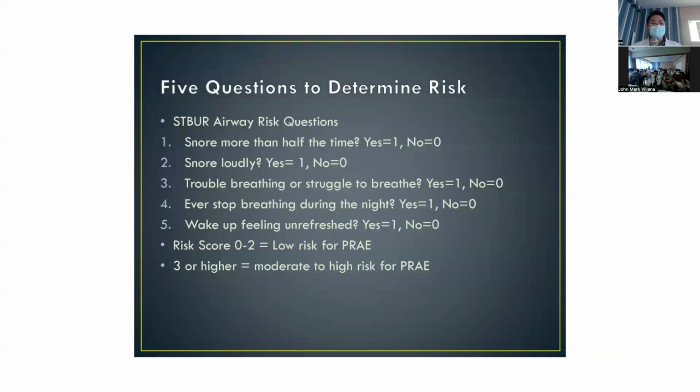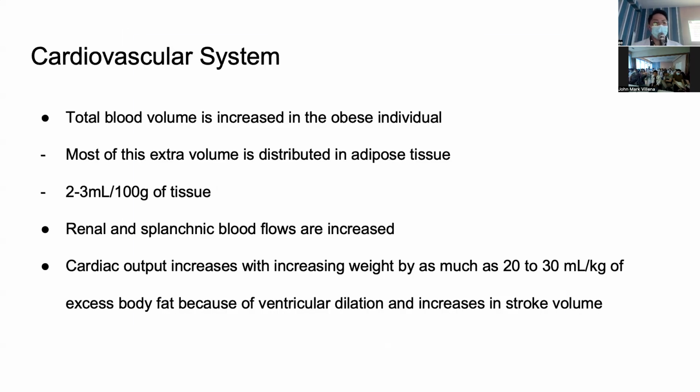Moving on to the cardiovascular system. In obese patients, total blood volume is increased. Most of the volume is distributed in adipose tissue, around 2 to 3 ml per 100 grams of tissue. Renal and splanchnic blood flows are increased, and cardiac output increases with increasing weight, as much as 20 to 30 ml per kilogram of excess body fat. This is because of ventricular dilation and increase in stroke volume.